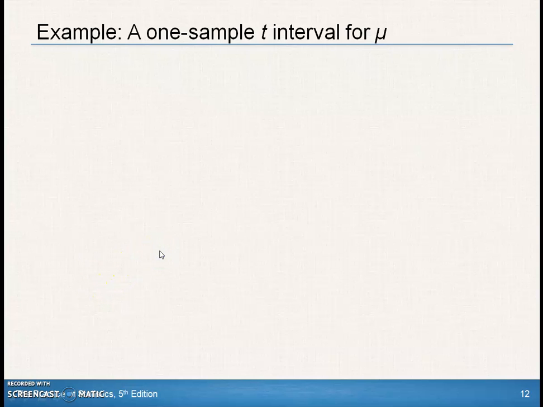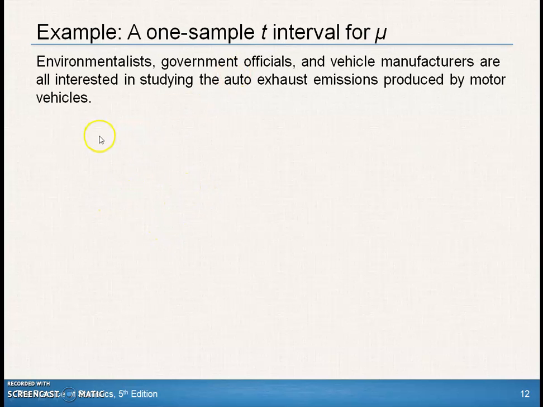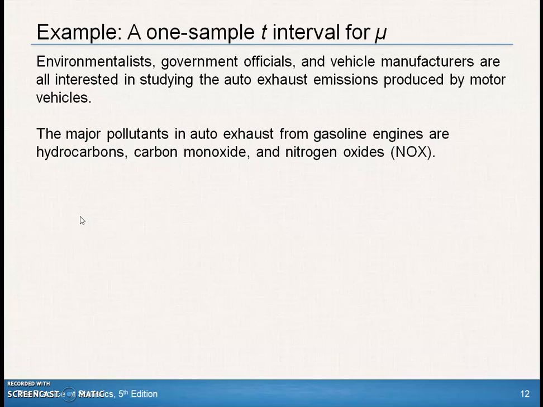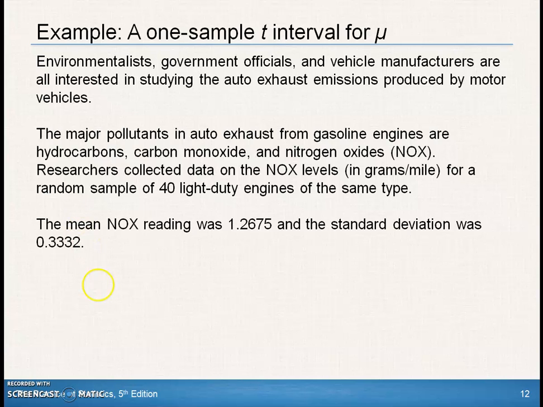So, Prob Stat, section 8.3, continued, part 2. Environmentalists, government officials, and vehicle manufacturers are interested in studying auto exhaust emissions produced by motor vehicles. Major pollutants include hydrocarbons, carbon monoxide, and nitrogen oxides, NOx. A random sample of 40 light-duty engines of the same type is looked at. The mean NOx reading is 1.2675, standard deviation 0.3332. This is in grams per mile.